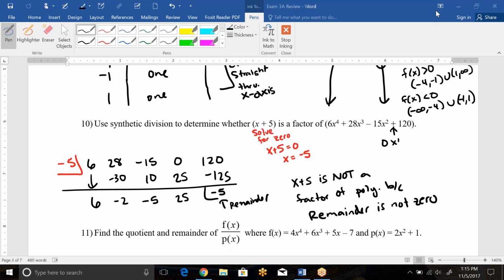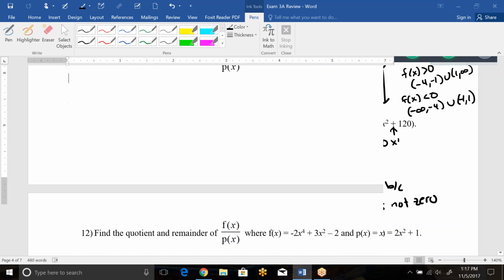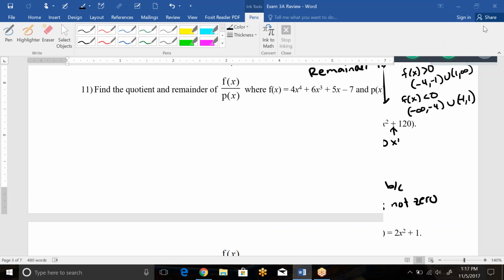Okay, so that's the end of that one. All right, we're going to do number 11, and that's going to be the end of part 1. It says find the quotient, and actually maybe 12 too, because they're the same.